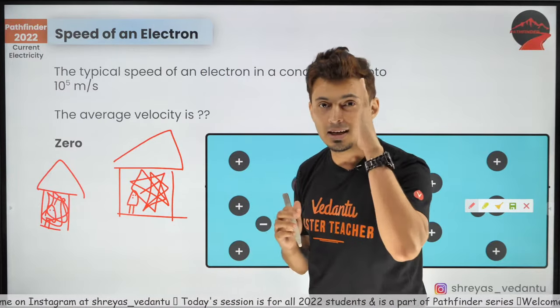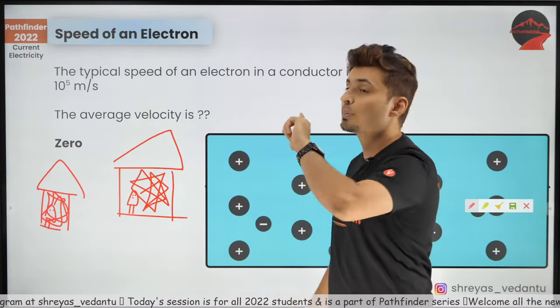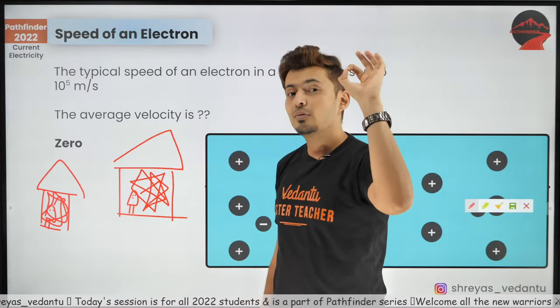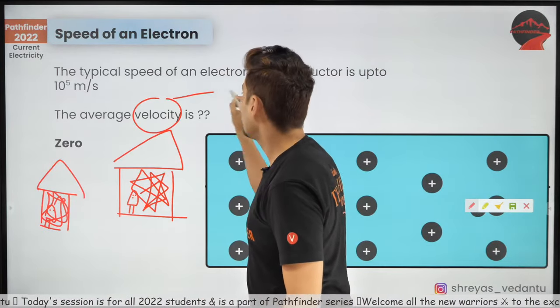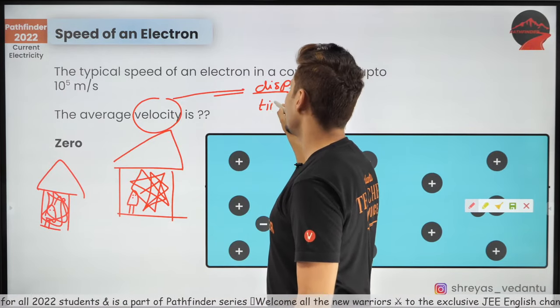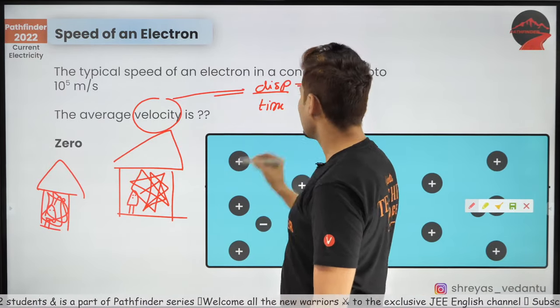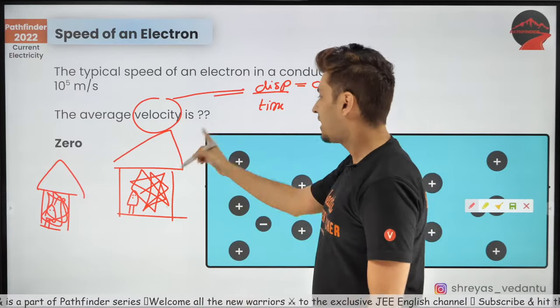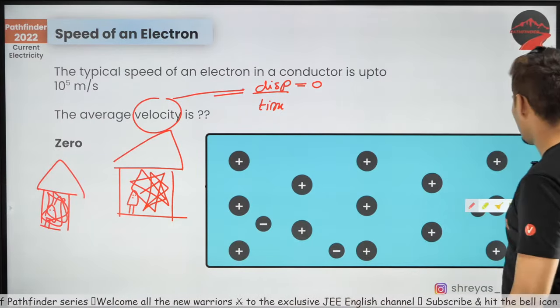Is that understood? Everybody understanding this concept? So average speed is not zero. Average velocity, because velocity is always displacement divided by time. And the average displacement is zero. That's why average velocity is zero.